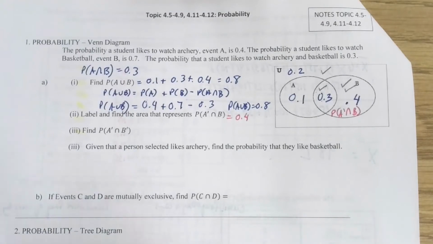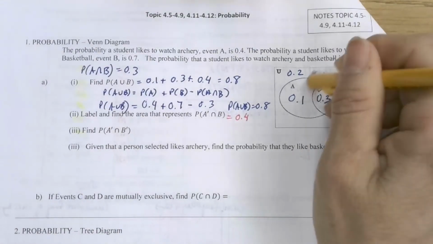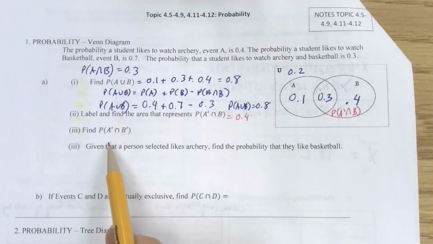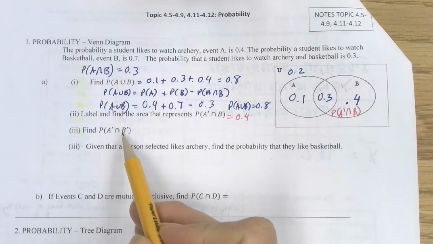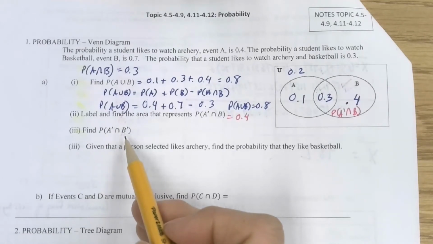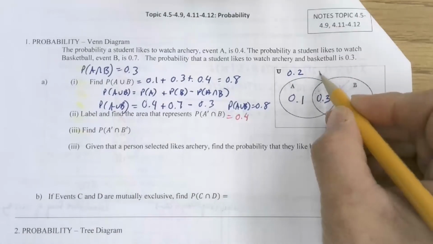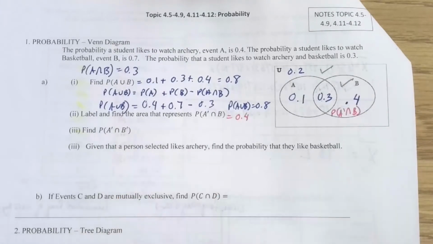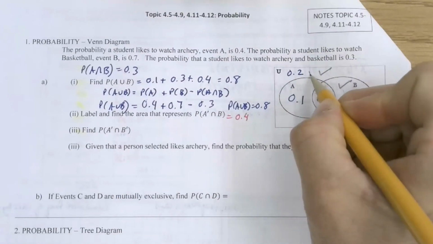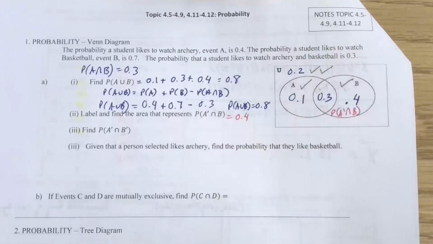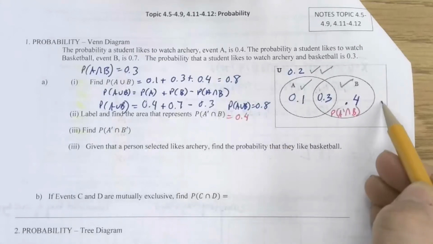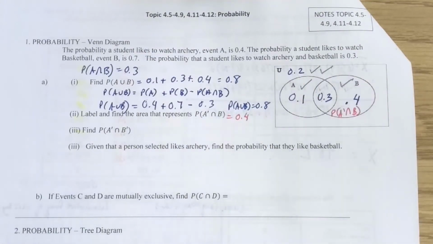The next question says, I'm going to erase these check marks here. The next question says, find the probability of it not being A and also not being B. So not A would be everything outside of A. Not B would be everything outside of B. So that would be outside the circles and also exclusively A. And I'm looking for the overlap of those two. The only area that has two check marks would be the 0.2.